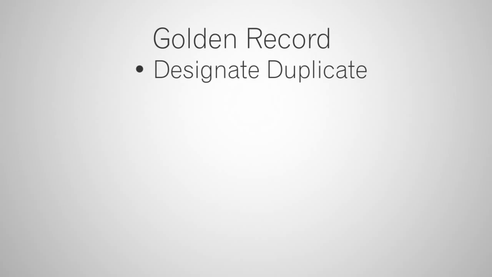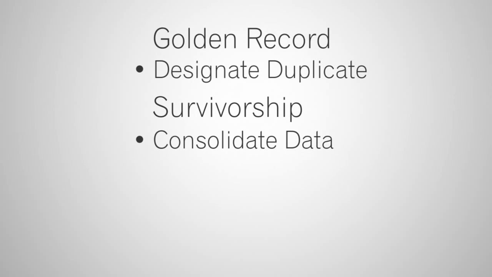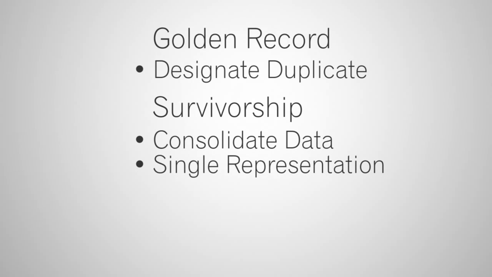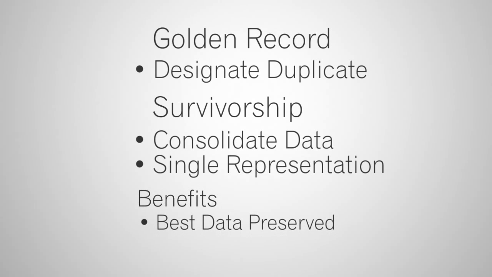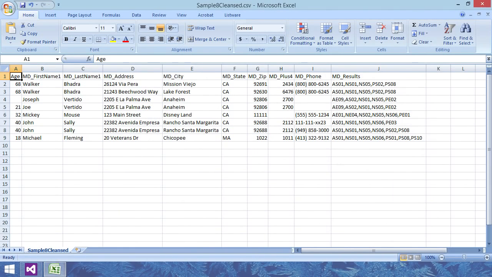Golden record designates duplicate record output. This lets you select which record to keep from a group of matched records, like remove the duplicate with the least complete data or oldest date, and survivorship rolls data into a single record, which lets you create a single customer representation. The benefits of this are you can ensure that your best data is preserved and that no data is lost.